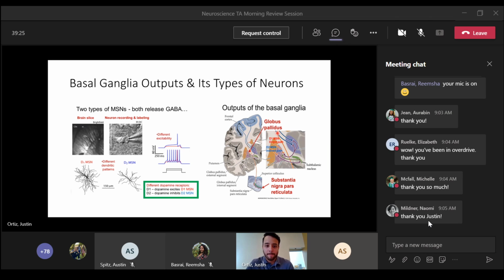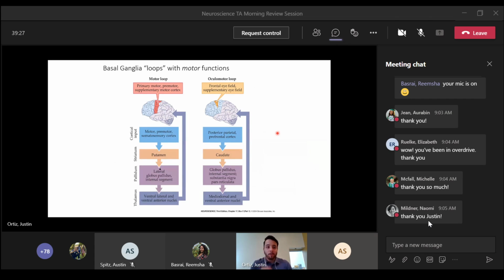Okay, so remember, the basal ganglia is a bunch of structures that are within each other: the globus pallidus, the subthalamic nuclei, the striatum. All these structures make up what is called the basal ganglia, and we know it's important for motor functions. We'll talk at the end of the lecture about how the basal ganglia is also important for non-motor functions. Two of the loops he mentioned are the motor loop as well as the ocular motor loop.